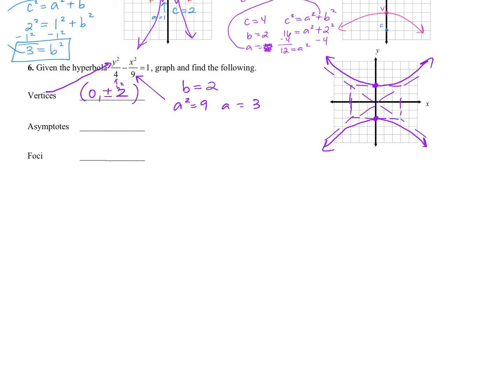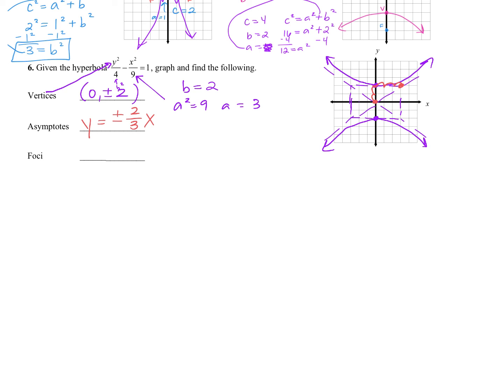Our asymptotes then is rise over run, if you recall. So if I start at the center and I go up and over, that's up 2 over 3. So our asymptotes are the equation y equals plus or minus 2 over 3 times x. And your asymptote will always be that format, y equals plus or minus something x. Rise over run. So there's our asymptotes.